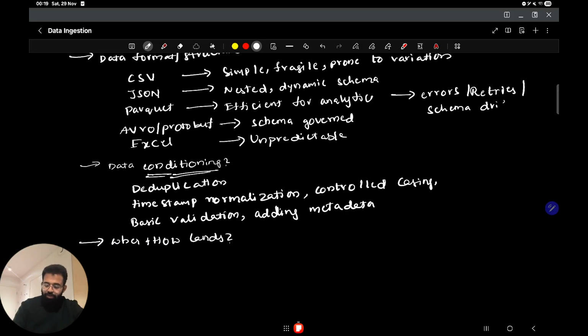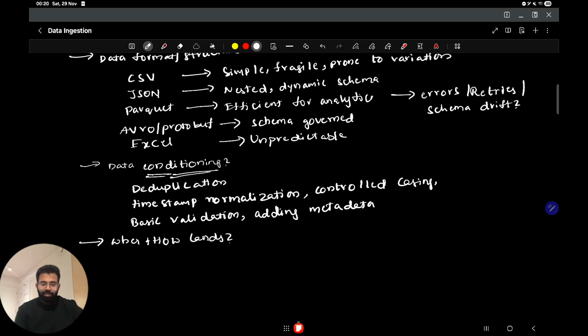So if your source is adding new columns or removing some columns or changing the data type of the columns or changing the position of the columns, then how will you handle it? And if there are any errors coming in from the source in the data, how will you handle it? If you are not able to reach the source, how will you do the retries and all that stuff? So you should have a proper strategy.